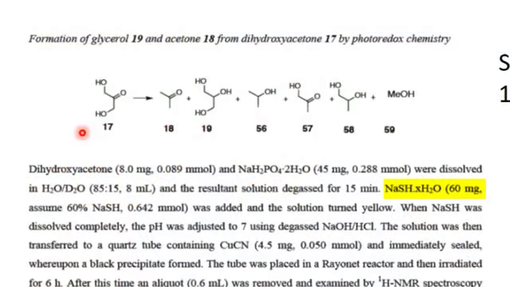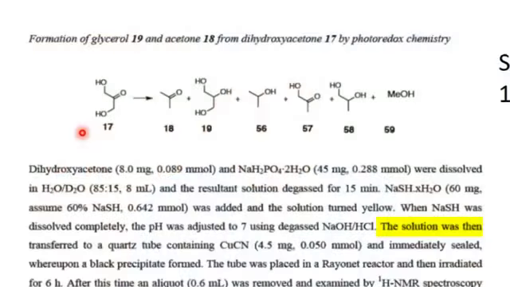Sodium hydrogen sulfide, 60 milligrams, was added and the solution turned yellow. When the sodium hydrogen sulfide was dissolved completely, the pH was adjusted to 7 using degassed sodium hydroxide and hydrochloric acid. How convenient is that? He brings it to pH 7 using degassed sodium hydroxide and HCl to adjust it just to pH 7. How do you do that on a prebiotic Earth?